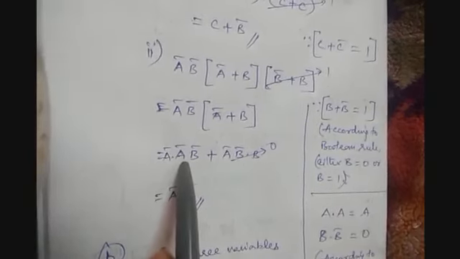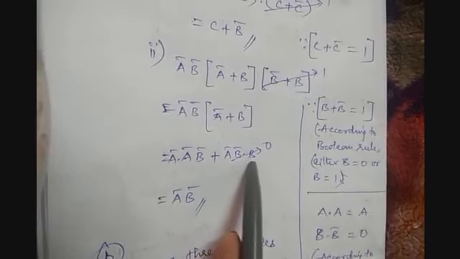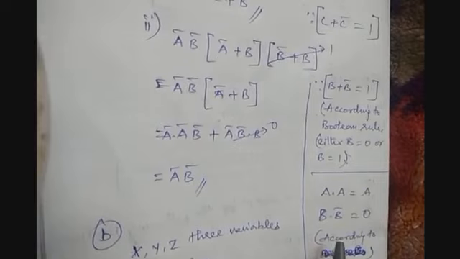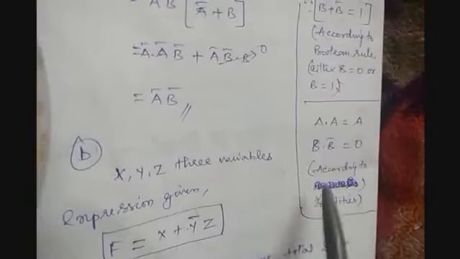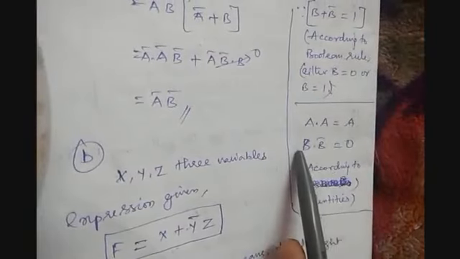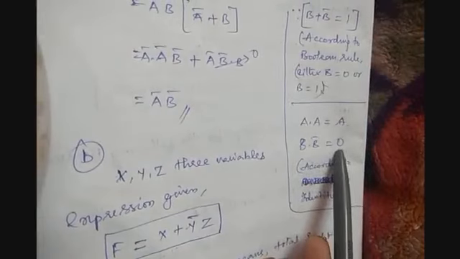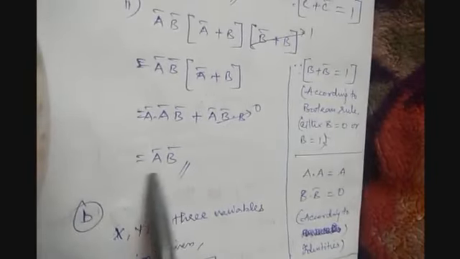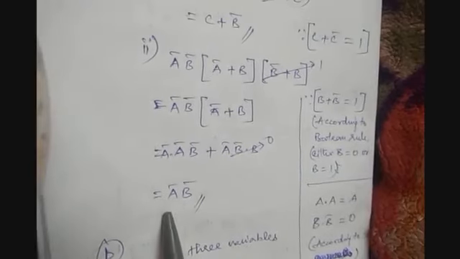Then A bar dot A bar is A bar, we know. B bar dot B is 0, we know. So that is what is given here according to the identities. A dot A equals A, B dot B bar equals 0, according to identities. Finally the simplified form is A bar B bar. This is the simplified form of this one. We'll see the second problem.